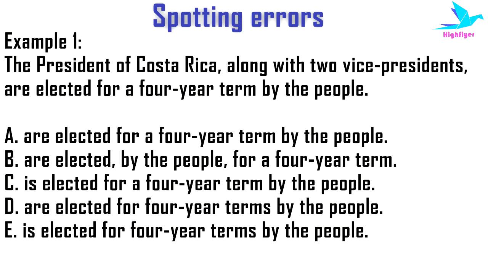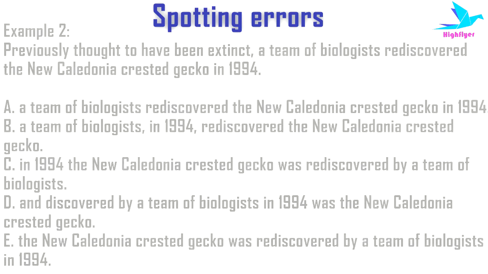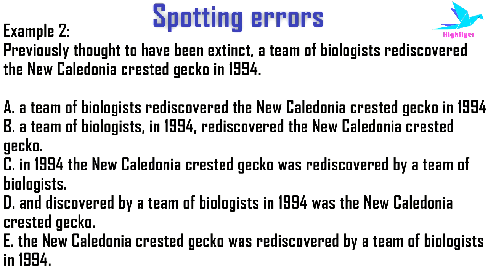Now in this example, if we follow the subject verb agreement, then after a singular subject, there must be a singular verb. So if the statement is talking about a president, then the verb must be is instead of are. So the right option is "elected for a 4 years term by the people." Option C.